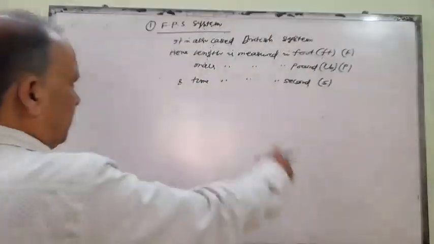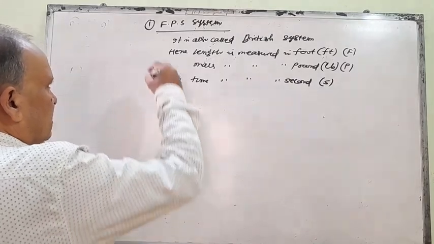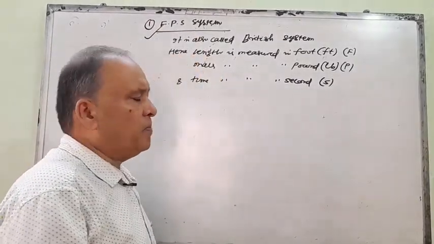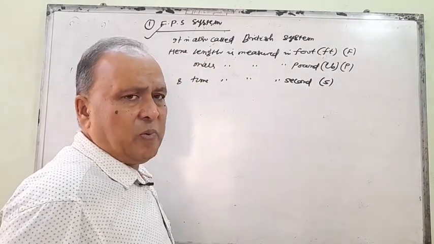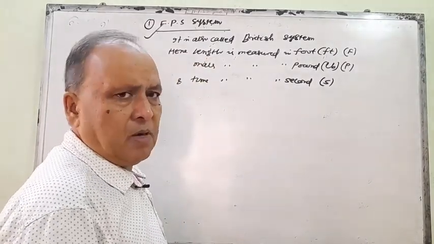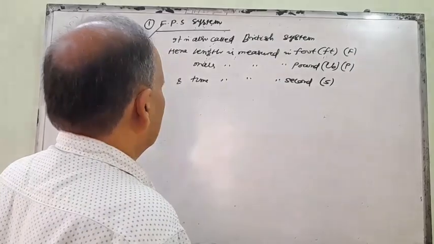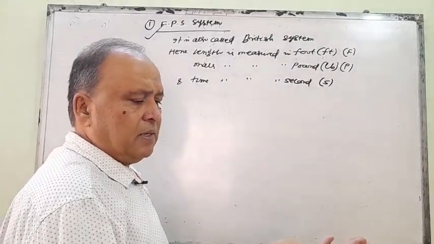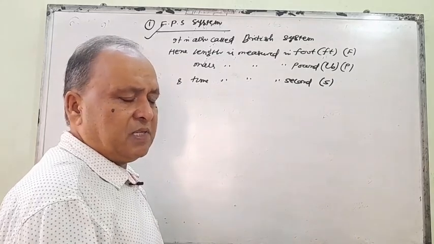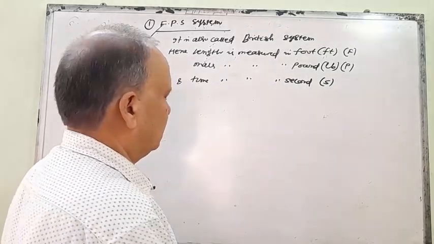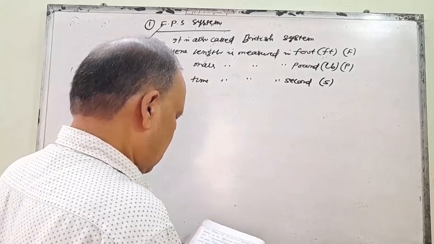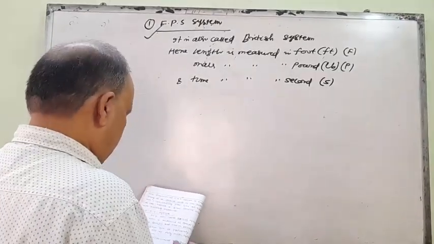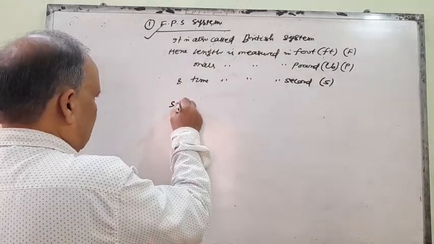This system, the British system, lost its popularity because it does not obey the metric system of measurement. Metric system, I will tell you, that is millimeter, centimeter, decimeter, that means power of 10 measurements. Now I am telling you about some FPS measurements.